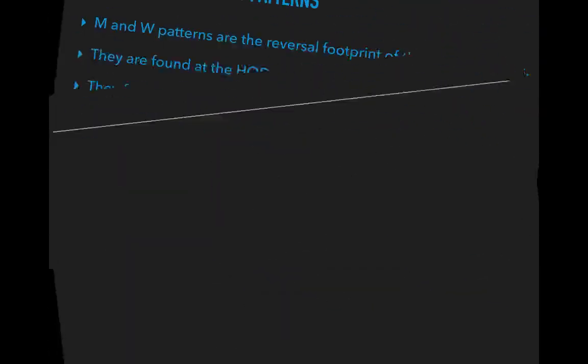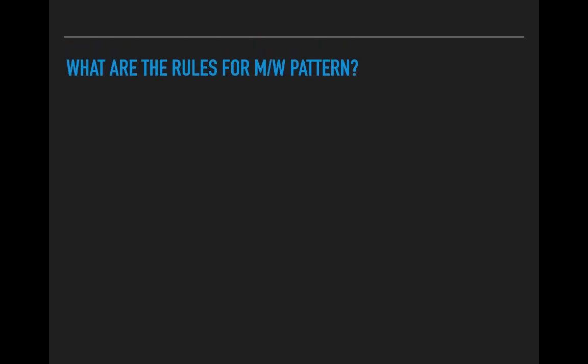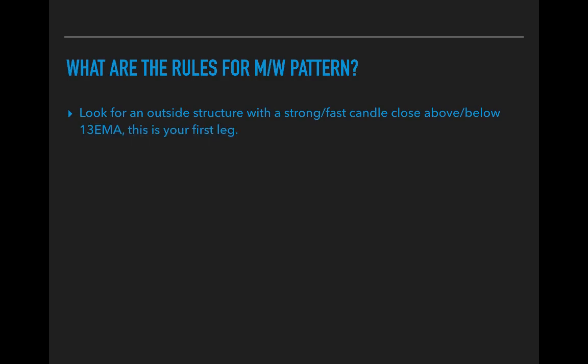Now, what are the rules for the M and W pattern? What are you looking for? You're going to look for an outside structure, with a strong or fast candle close above or below the 13 EMA. This is going to be your first leg. If you don't know what an outside structure is, I'm going to show you an example of that on a chart in a minute, so stay with me.